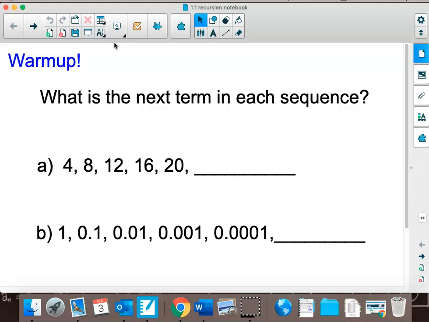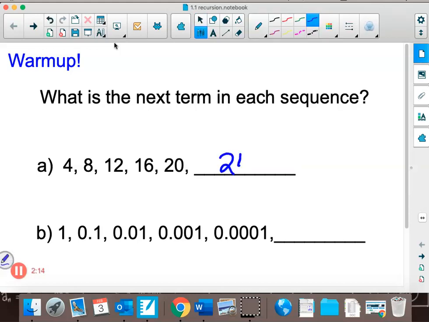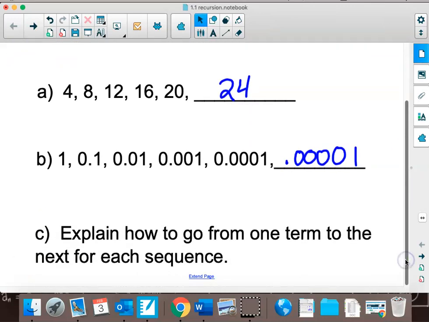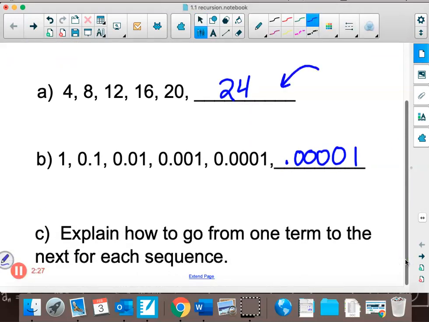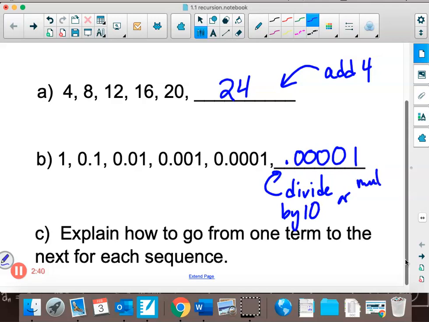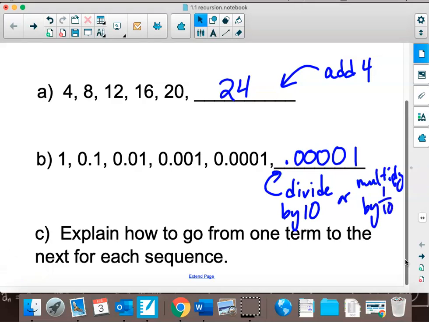So well done with your answers. So this one, you are adding 4 each time. The next term is 24. This one, you are dividing by 10 or multiplying by 1/10 each time. So you get 4 zeros and a 1. For this one, you add 4. And for this one right here, you divide by 10. Or multiply by 1/10. They're both the same thing. So, well done. Fantastic. Good work. Good warm-up.